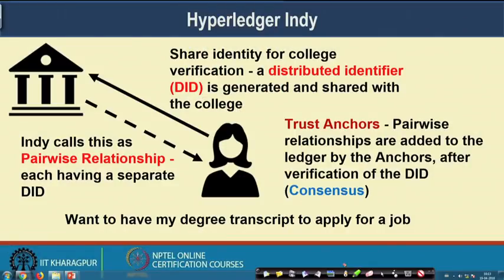So, after doing that verification, this pairwise relationship information is taken as a transaction in the Indy platform and is added to the ledger with the help of these trust anchors. So, in this entire part, the trust anchors ensure the distributed consensus over this Hyperledger Indy platform. I will come to that consensus algorithm, which is called the Plenum consensus.